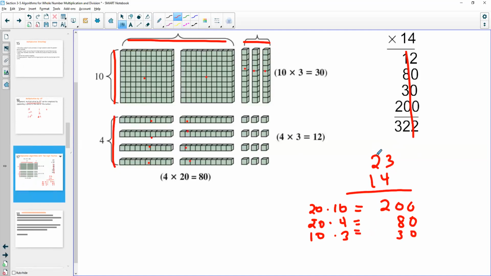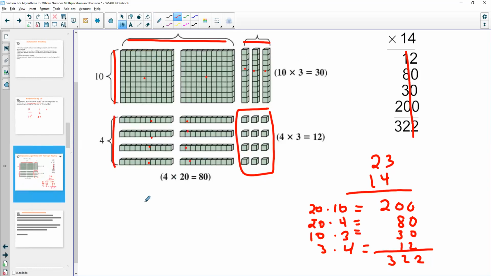So I took care of 20 times 10, 20 times 4, 10 times 3. And now all I have left to do is 3 times 4. That's going to get me 12. And I see that 12 right here, right? So now all I have to do is add. Let's see, 8, 9, 10, 11, 12. Carry the 1, 322. So 23 times 14 is 322.